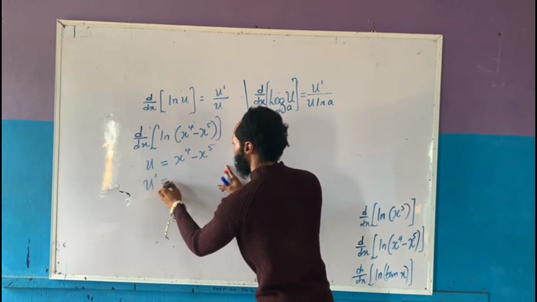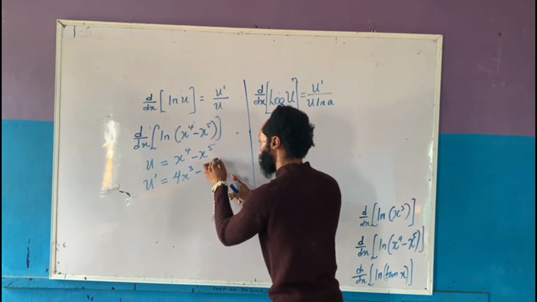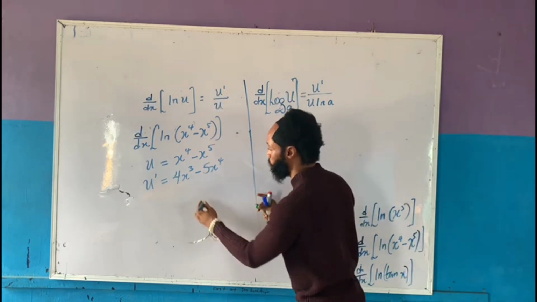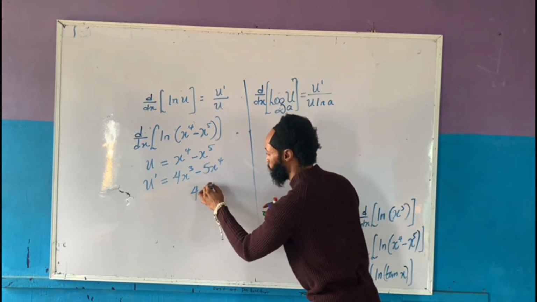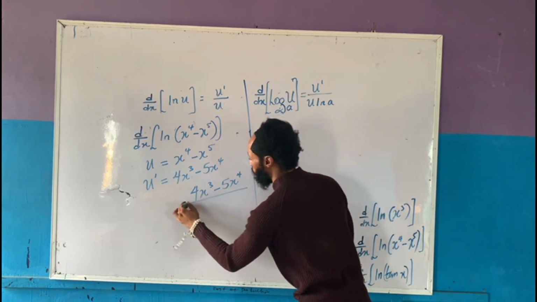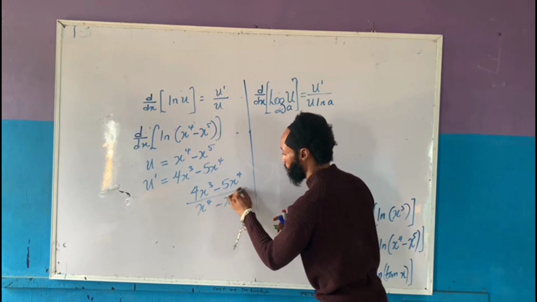Hence, u prime is going to be what? 4x cubed minus 5x to the power 4. So, we use the formula u prime over u, and we're good. 4x cubed minus 5x to the power 4, all over what? u is x to the power 4 minus x to the power 5.